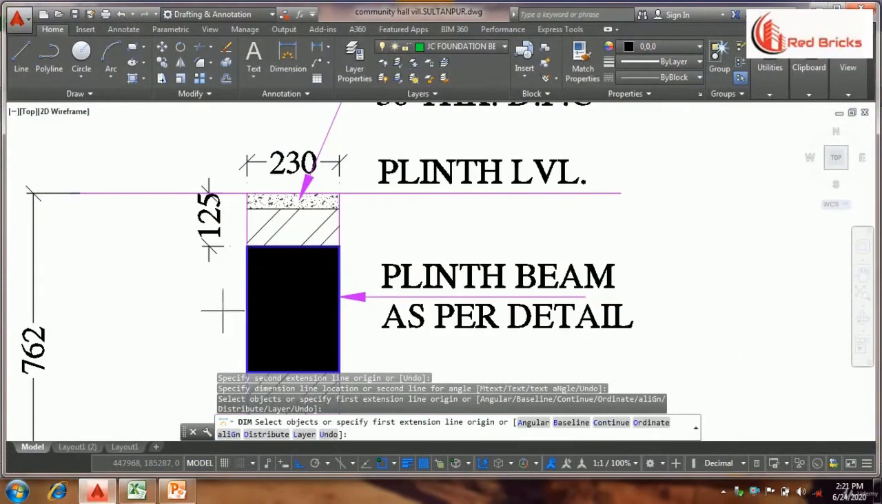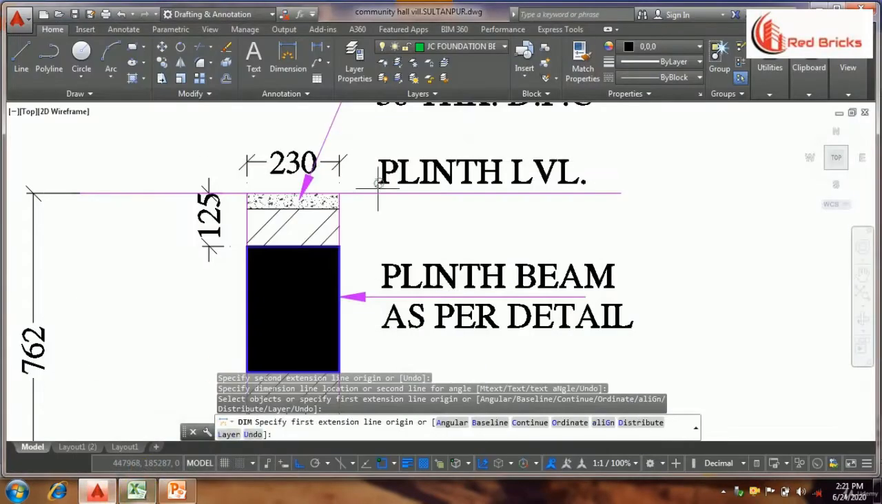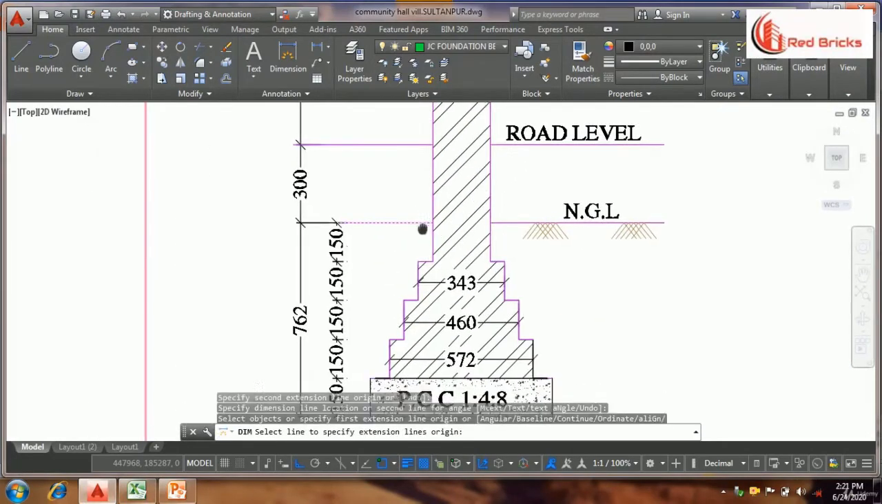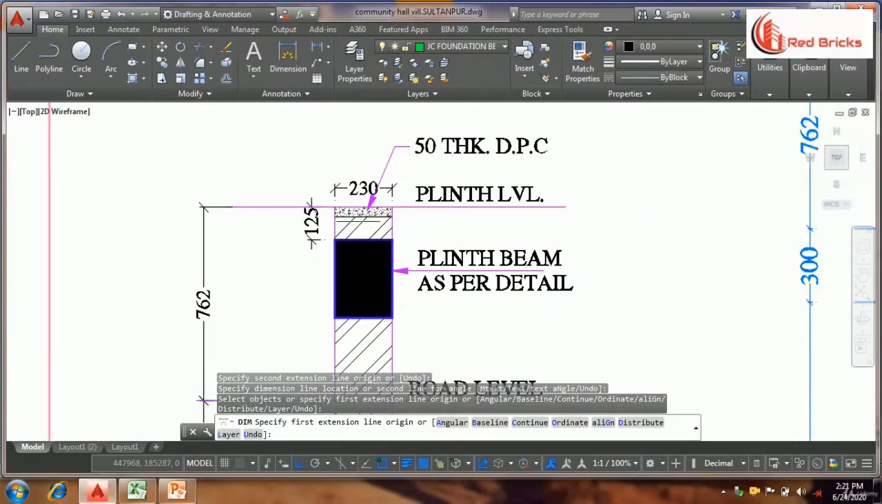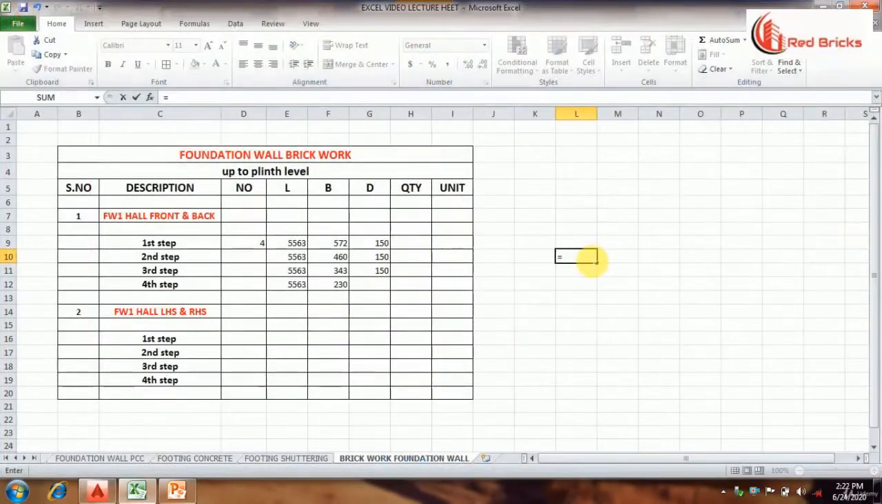For the fourth step, the width is 230 mm. But we need to find its overall depth up to plinth level. For that, we add this margin of 150, 300, and then 762. In this, we have to subtract 50 mm of DPC and then again subtract plinth beam. The overall depth of plinth beam is given as 380 mm. So the calculation goes as follows. 762 minus 50 of DPC minus 380 of plinth, which is equal to 332. And we add 300 and 150 to this, which is equal to 782.